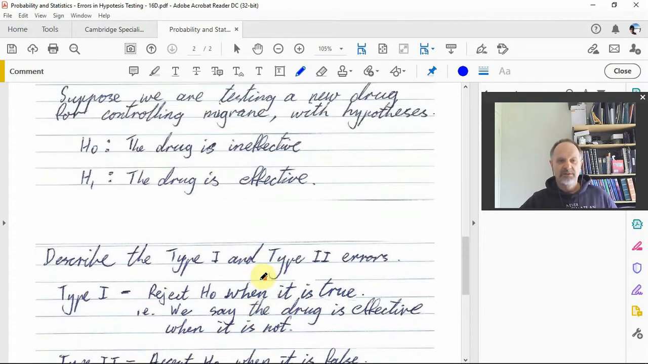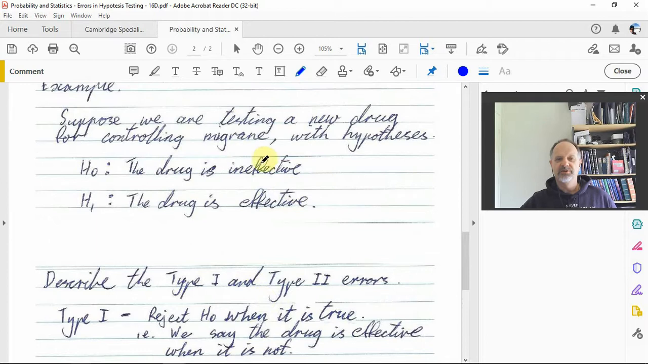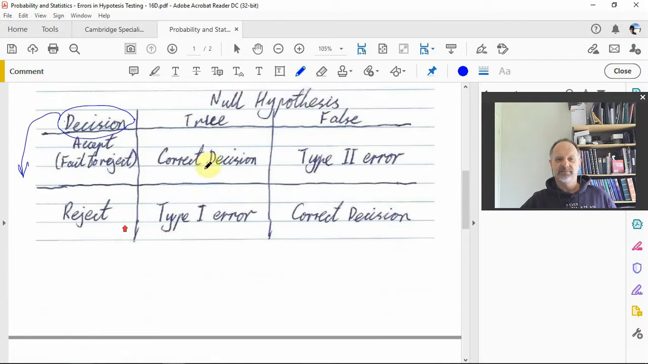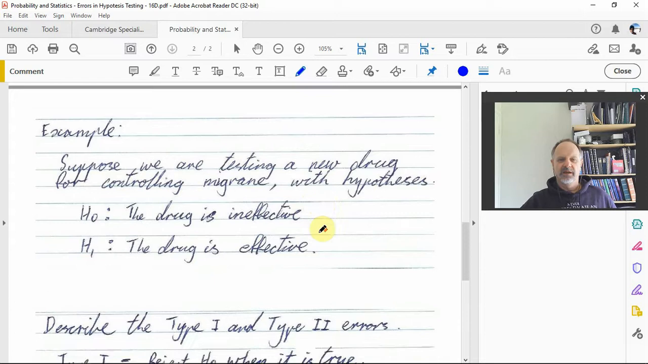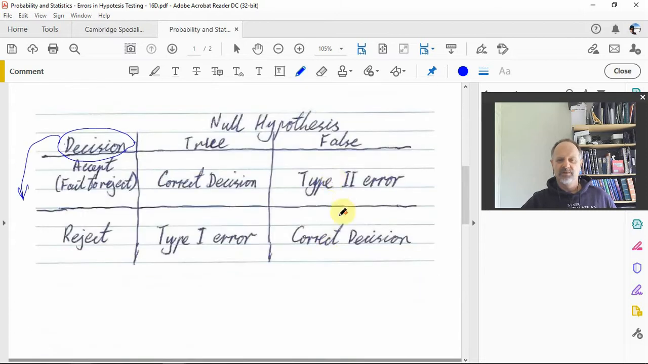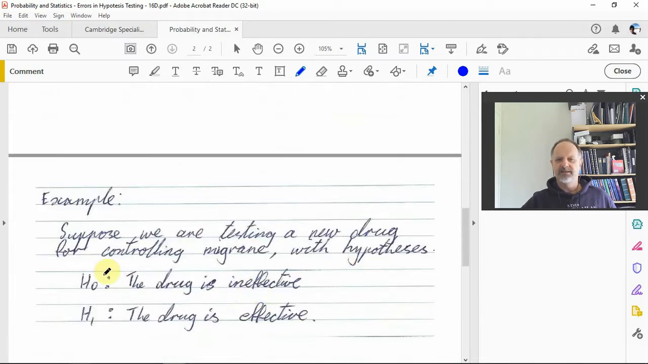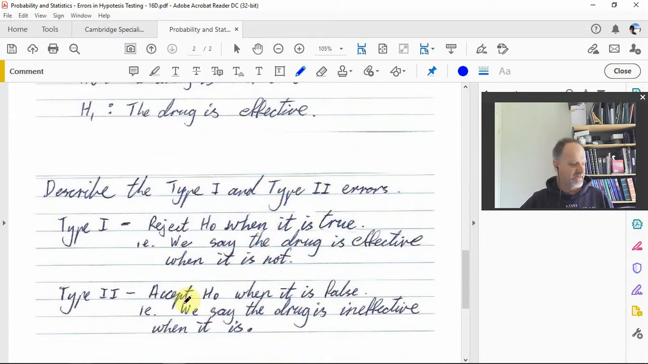So that's what they would be for that particular thing. All right, so describe the 1 and 2s. Again, this table tells you what is type 1. We reject the hypothesis, but the hypothesis is correct. So in this case, we say, no, the drug is effective, but in fact it's not. And a type 2 error is we go, yep, okay, that's correct, the drug is ineffective, but in fact it is effective. All right, and so that's what I've tried to say there.